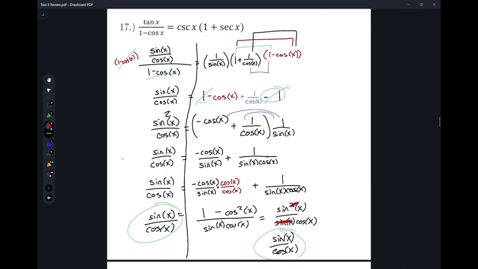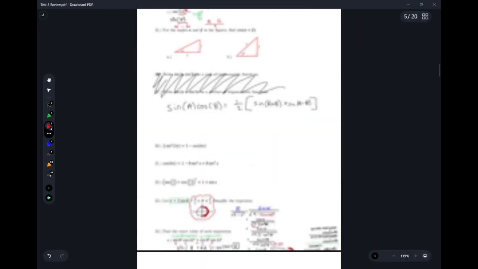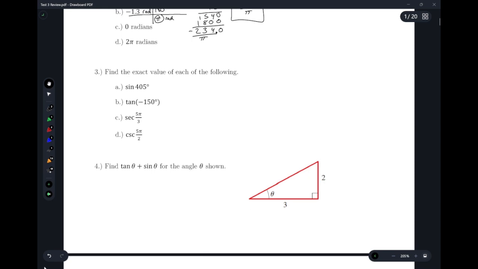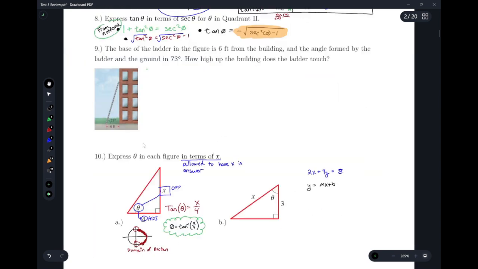It's just good practice, getting into the rhythm of it. I can move stuff to the left. I can move stuff to the right. I can remember one or two identities, even if I don't remember all of them. All right, what else are we looking at? What types of problems are troublesome?